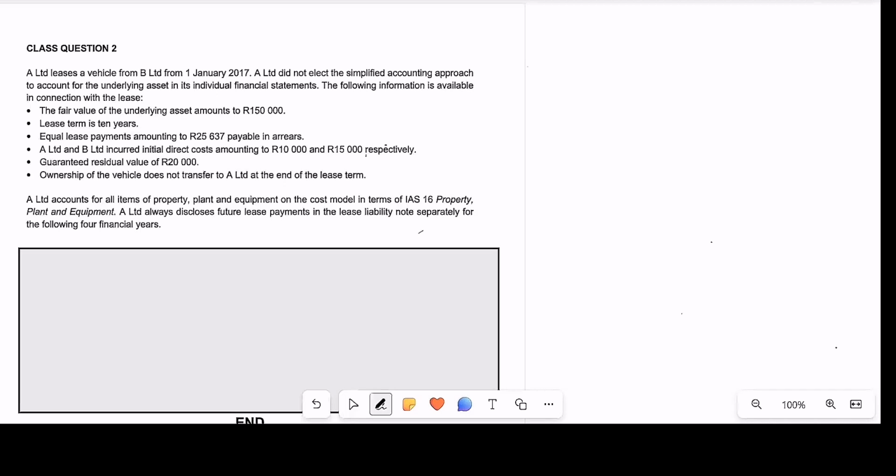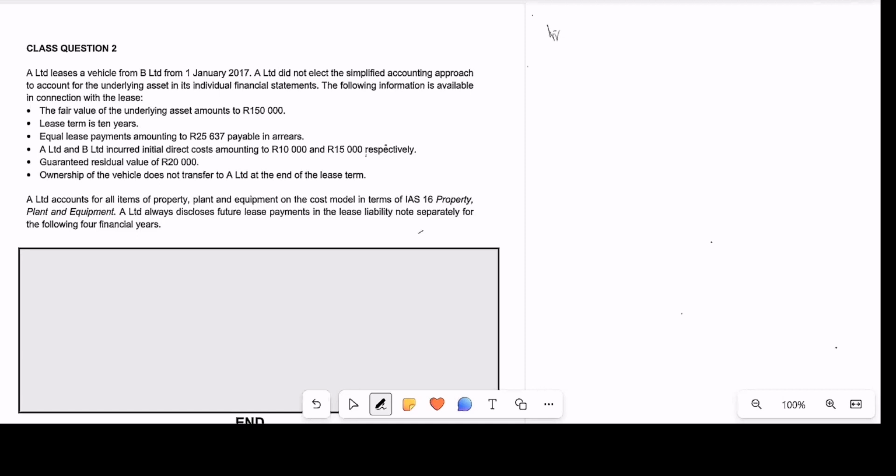So let's start. We're first going to calculate the implicit interest rate. With this question, I'm going to show you both perspectives. I'm going to first do it in terms of a finance lease, and then I'm going to do it again from the perspective of an operating lease. Okay, so let's get started. First, we'll have to calculate the implicit interest rate because we're given enough information in order to calculate the implicit interest rate for the lease.